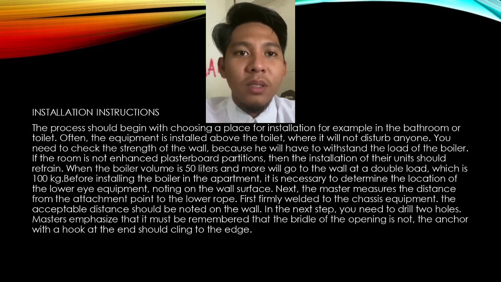When the boiler volume is 50 liters and more, the wall will take a double load, which is 100 kg. Before installing the boiler in the apartment, it is necessary to determine the location of the lower eye of the equipment and mark it on the wall surface. Next, the master measures the distance from the attachment point to the lower rope.